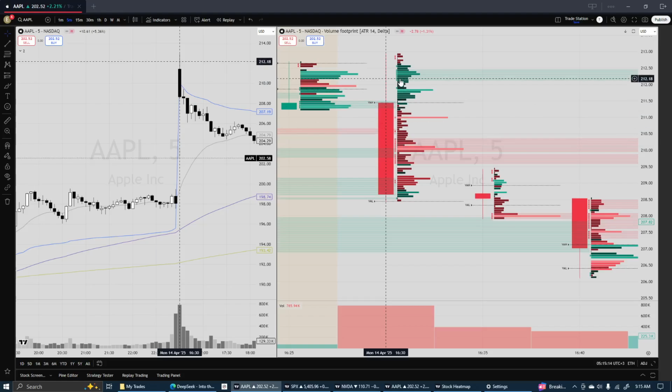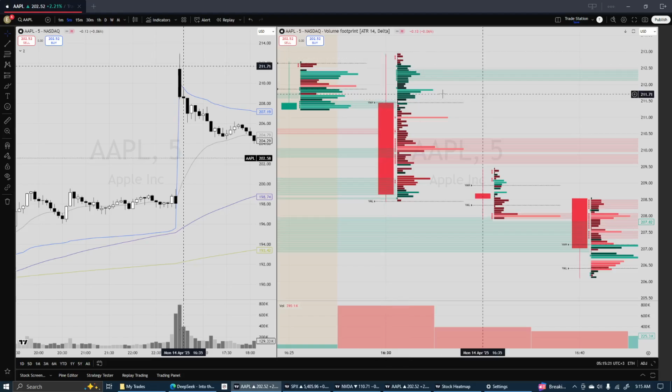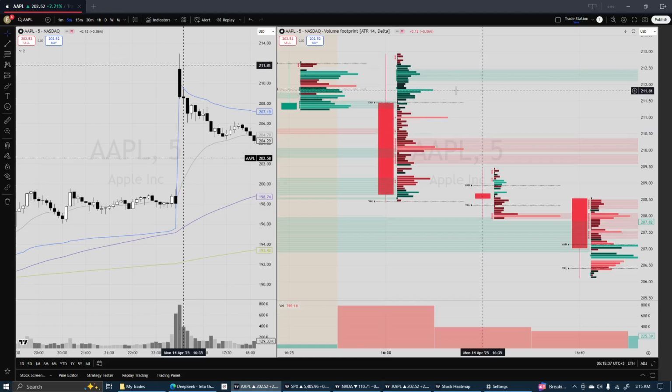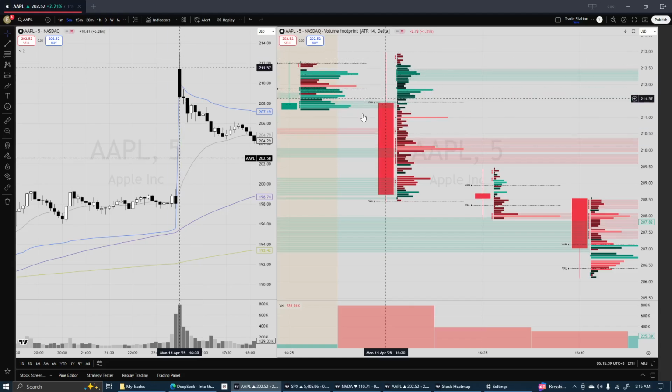You use the delta footprint graph to understand how aggressive someone is over there. You're not trying to measure the quantity. You're not seeing buyers versus sellers. You're seeing the market orders being hit at that price. You're seeing who's the one being aggressive at that price. That's how you look at a delta volume footprint graph. You understand? You don't see who's winning at this level. You just see who's being aggressive at this level.